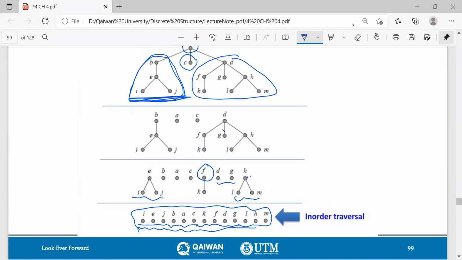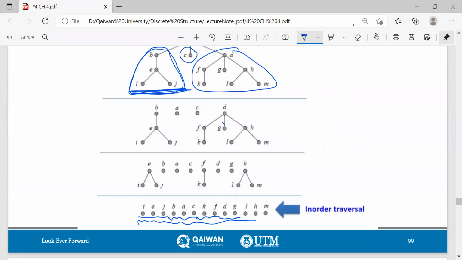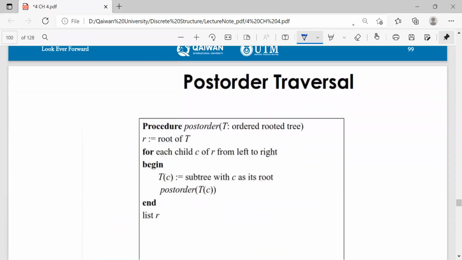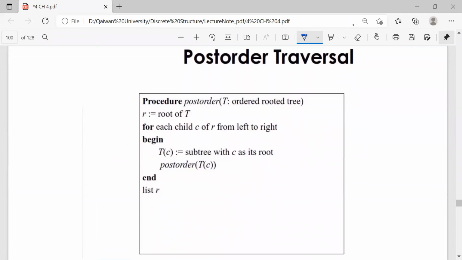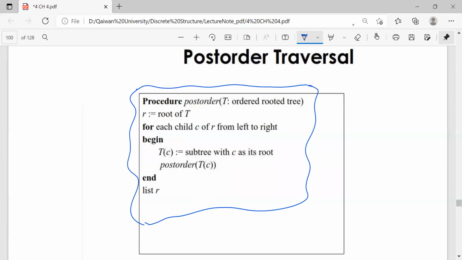So the process is this: to write down first the left subtree, then the root and the right subtree. We do it step by step till we get this form. We now have post-order traversal. For post-order traversal, this is the procedure. The procedure of working on the tree to find the post-order traversal is this one. This is the algorithm of finding the post-order traversal.